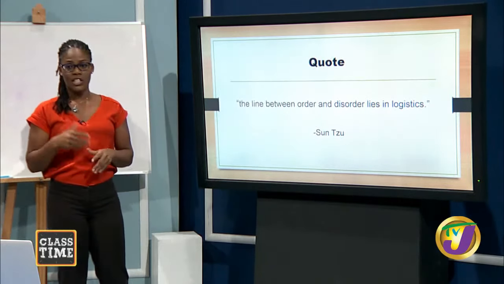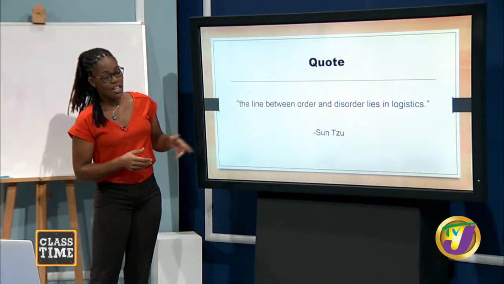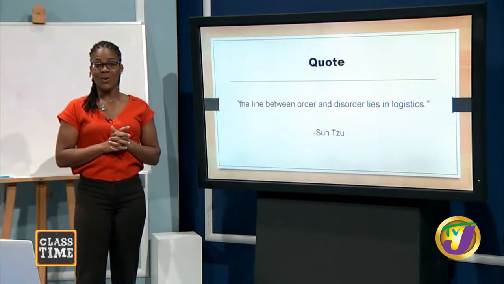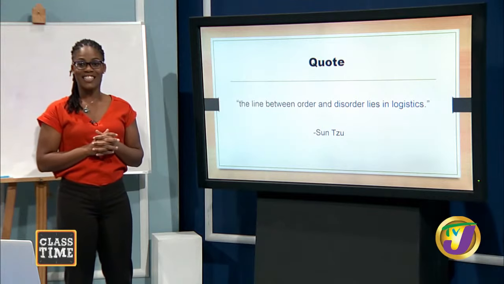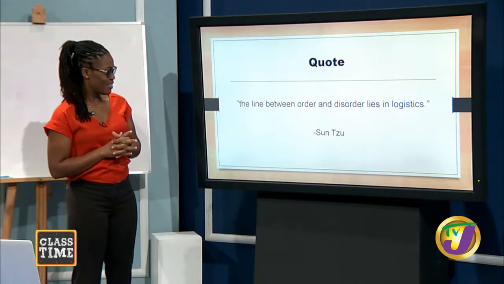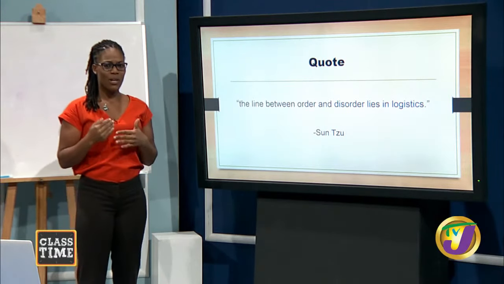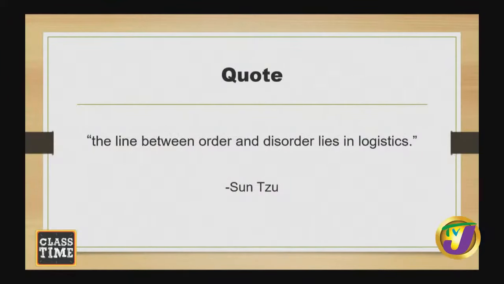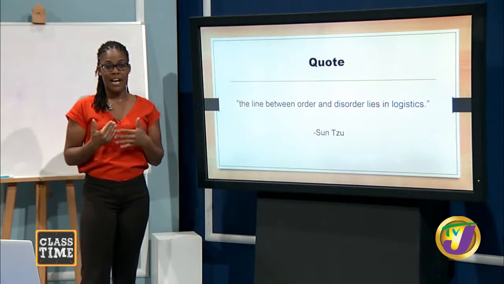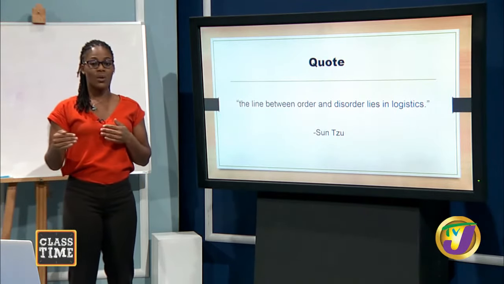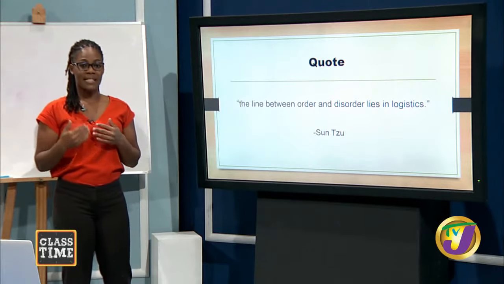So let us look at what logistics is. But before we go there, let me share one of my favorite logistics quotes. The line between order and disorder lies in logistics. Sun Tzu, a Chinese military general. Now you might be wondering, logistics, military, what is this all about? What's the connection? Now, a little history of logistics. The term logistics derived from military activities during World War II and then gradually spread to the business world. So what we will focus on is business logistics.